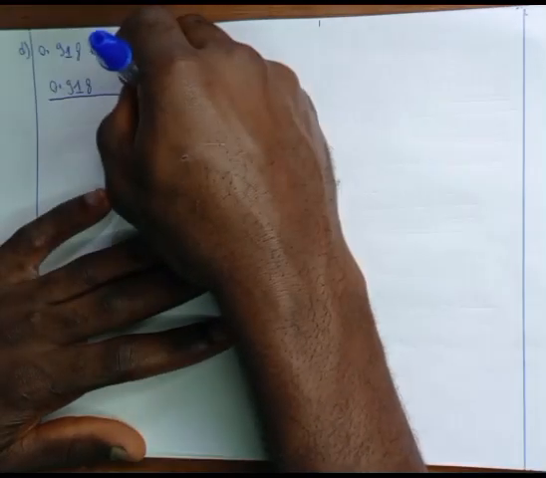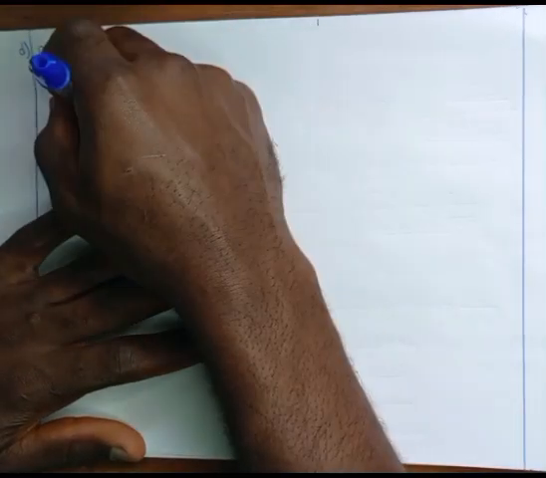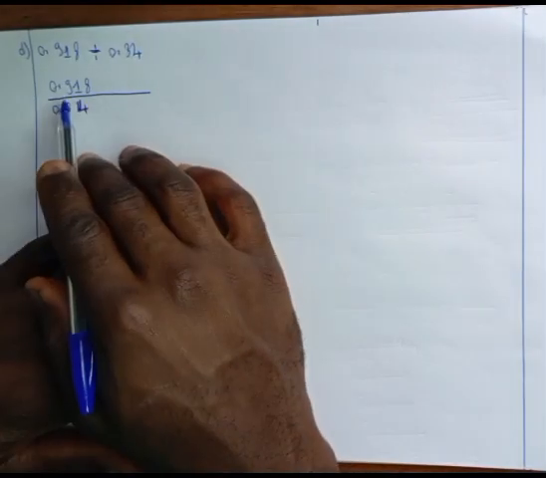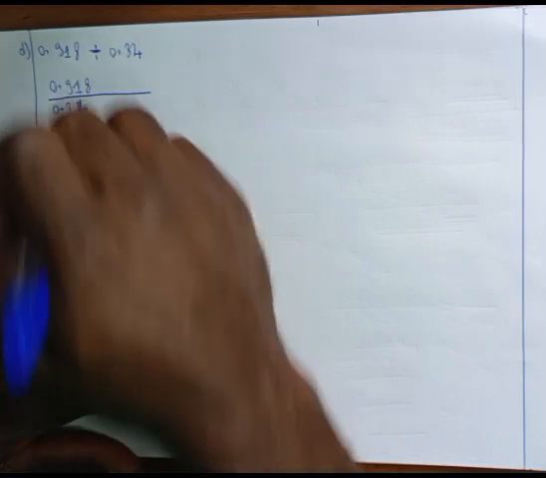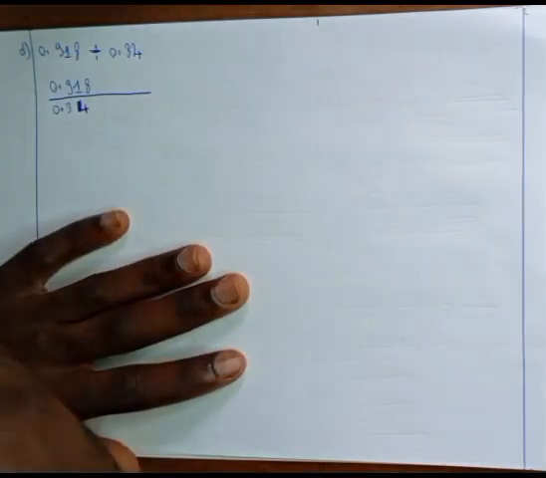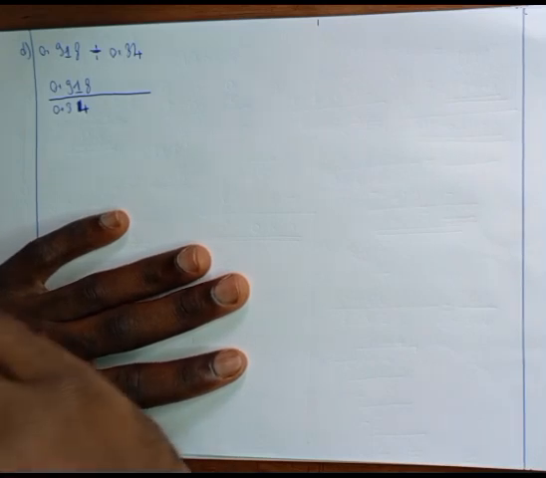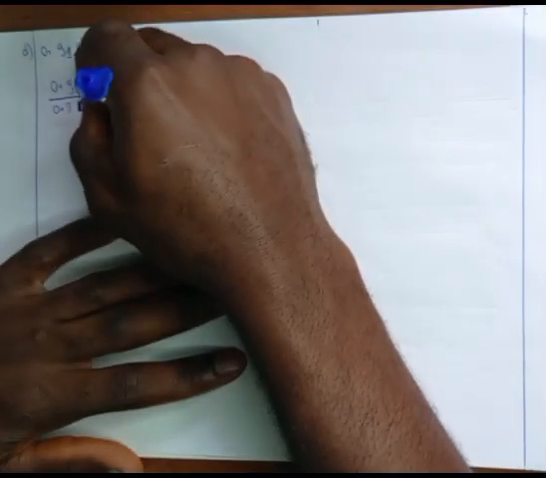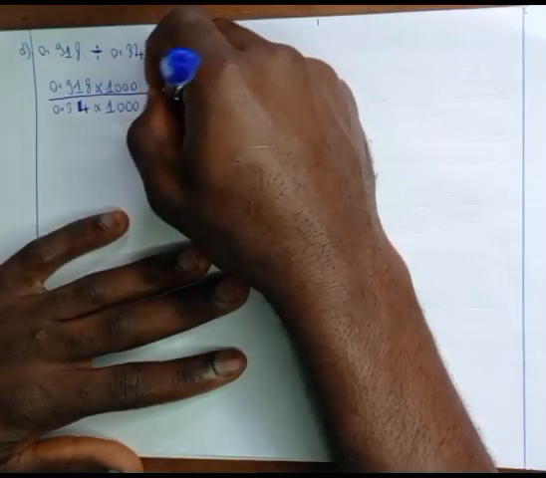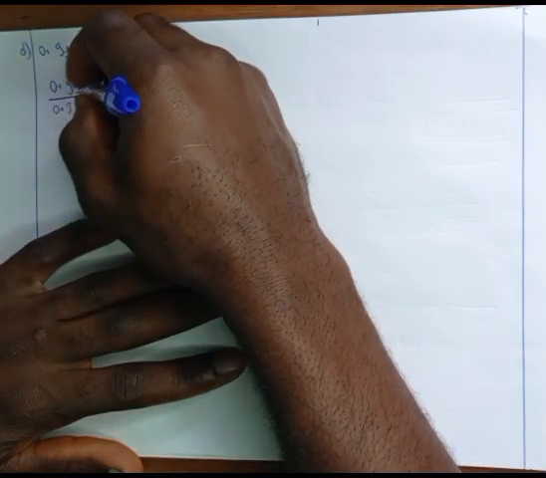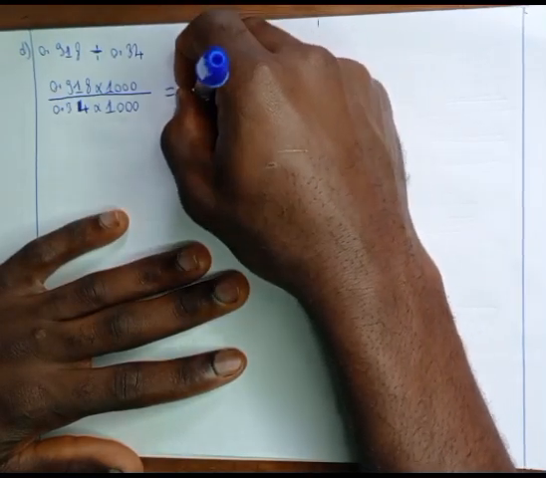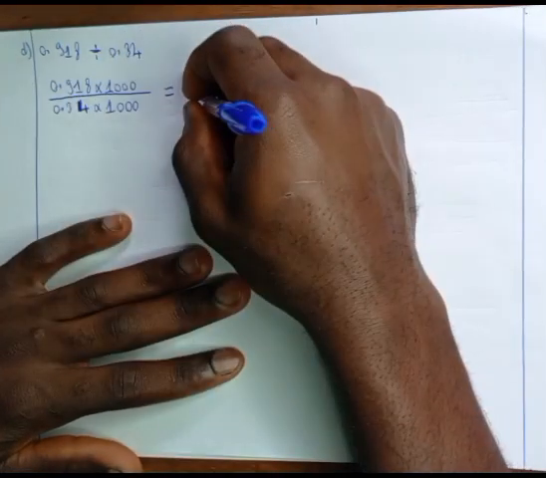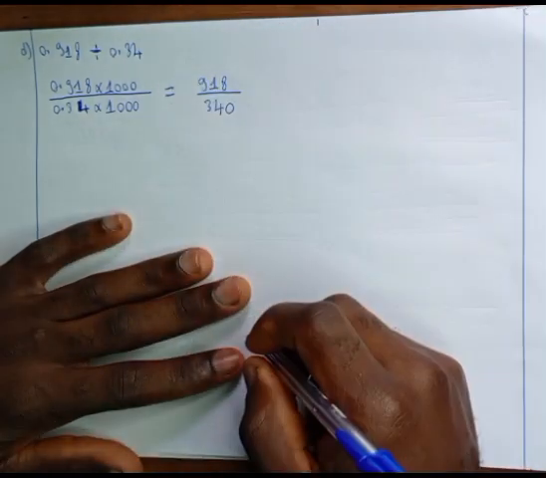0.918 all over 0.34. So if you count the number of decimal places at the numerator, we have 1, 2, 3. Count the number of decimal places at the denominator, we have 1, 2. So we are going to multiply both the numerator and the denominator by 1 with 3 zeros. This will give us 918 at the numerator, and then the denominator we are going to obtain 340.